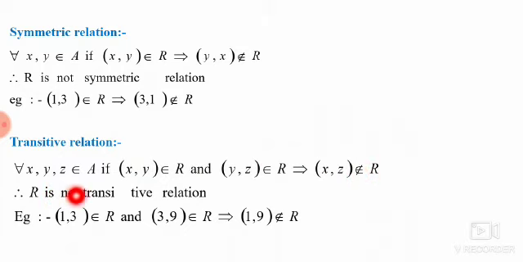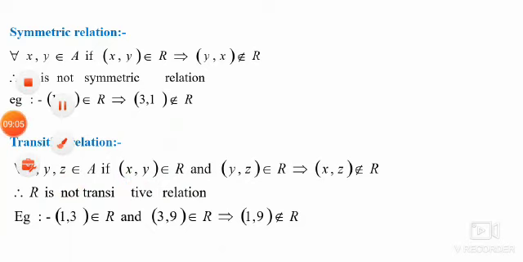For example, 1 comma 3 belongs to R. We have the ordered pair which starts with the last element of the first ordered pair and ends with any element. But there must be an ordered pair 1 comma 9 in the same relation. Then that relation will be called transitive. But in this example, 1 comma 3 belongs to R and 3 comma 9 belongs to R, but 1 comma 9 is not a member of the relation R. Hence the given relation is not a transitive relation.